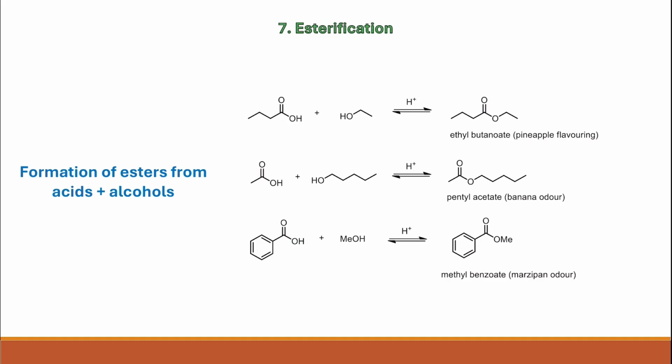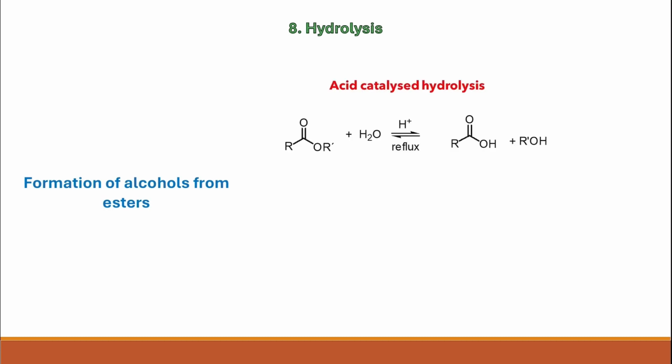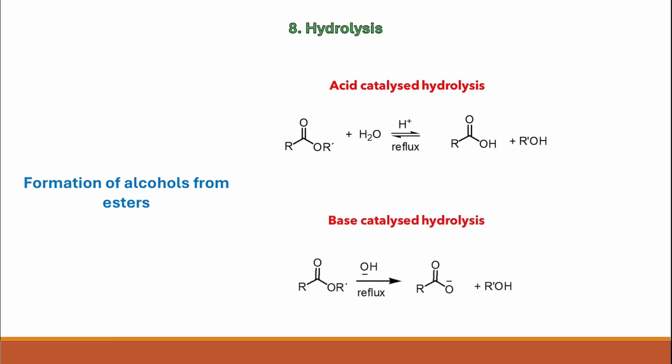Hydrolysis is the formation of alcohols from ester, so it can be either acid catalyzed hydrolysis or base catalyzed hydrolysis. So if you have an ester in presence of an acid and water, you can end up with the carboxylic acid and the alcohol that form that ester. Or if you use a base, then you're going to end up with the salt or the anion of the carboxylic acid and the alcohol.